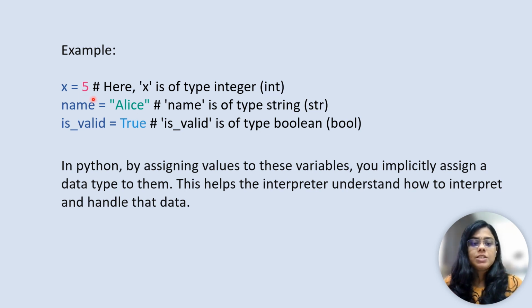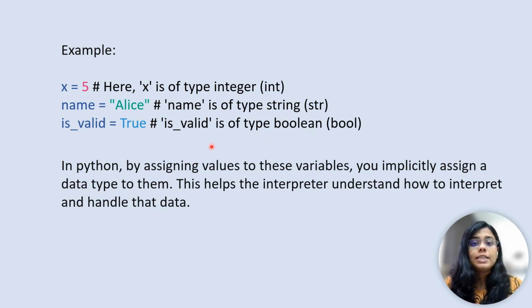For example, when we see here, 5 is not given within the double quotes. Hence, it is a numerical value. Hence, the system directly understands that the x that is defined over here, this particular variable, is now of the type integer. Name, whereas, is given in double quotes, which explicitly defines that it is of a string value. So name is now of the type string. When you give a value of, say, true or false for a particular variable, then it is automatically defined that it is of the type boolean.